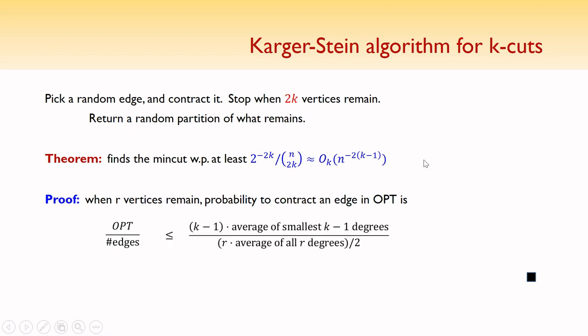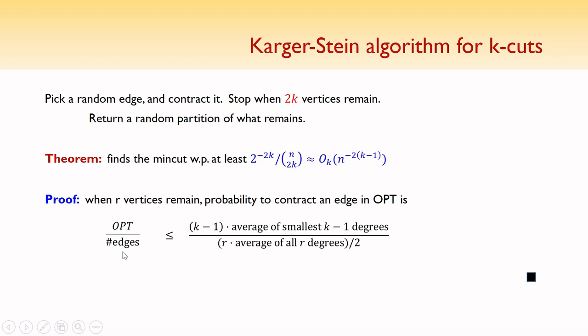which is, so what is opt? Opt, I want to claim, is at most k minus 1 times the average of the smallest k minus 1 degrees in the remaining graph. Why is that? That's just because if you pick k random vertices in the remaining graph, the expected min k-cut of that is at most the expected sum of those degrees, which is exactly this quantity right here. And opt can only be smaller than that.